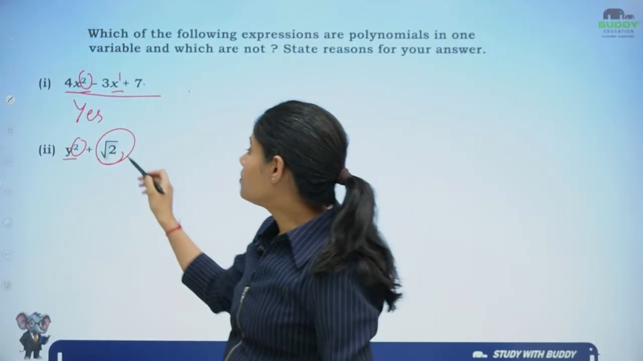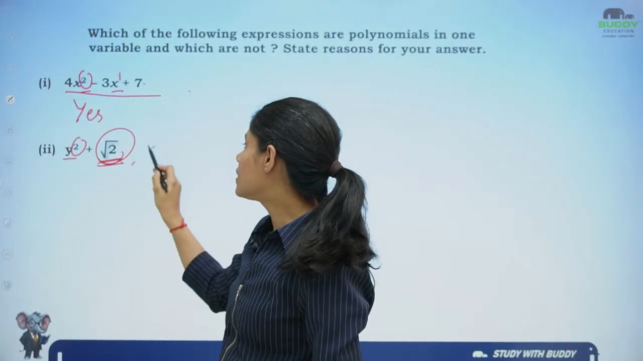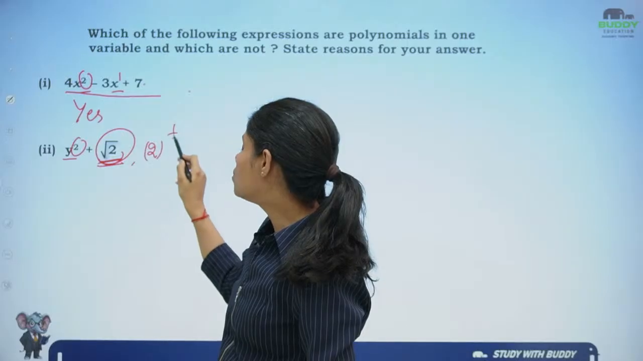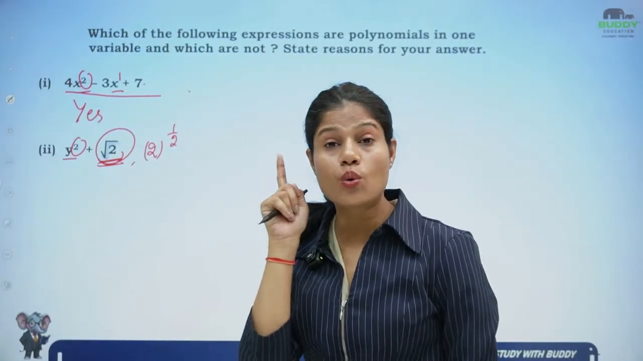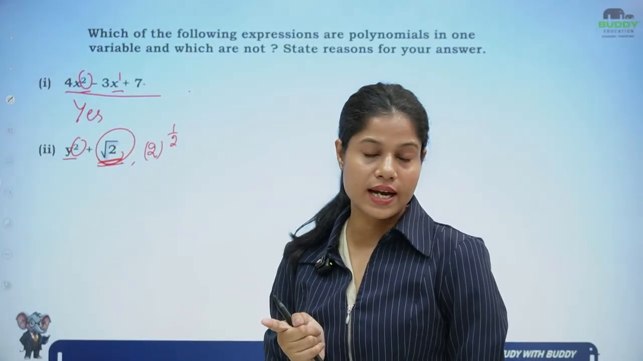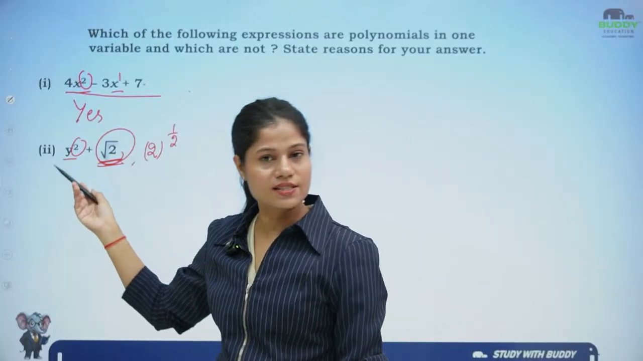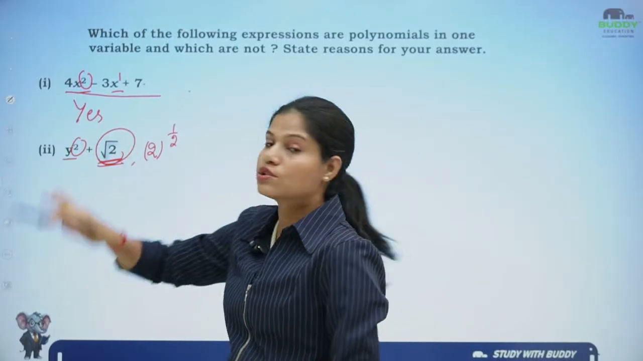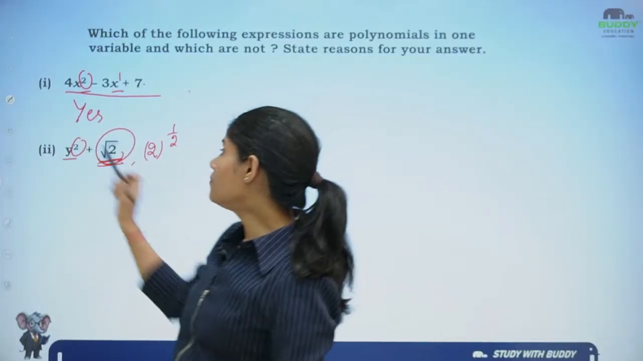Because sometimes we may get confused with under root 2, thinking that 2 has the power 1 by 2, so this is not a polynomial. But dear students, we have to only check the power of the variable, not the numbers, right? So here the variable is y and the power of it is a whole number. That's why it is also a polynomial in one variable, right?